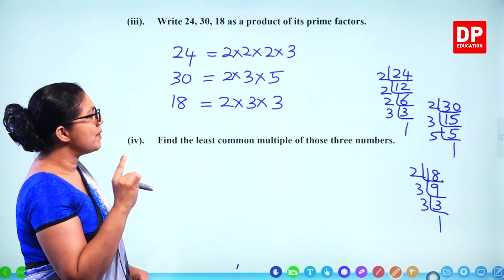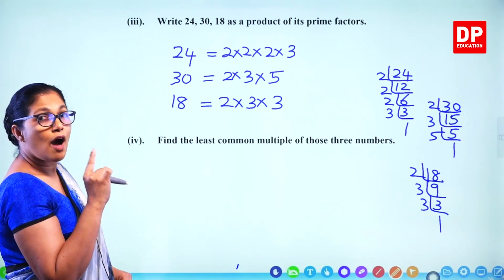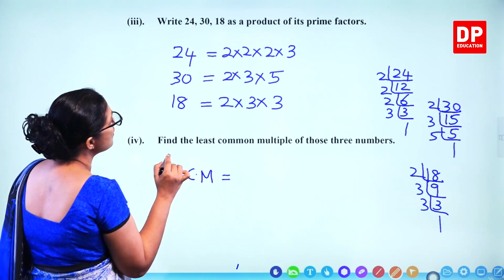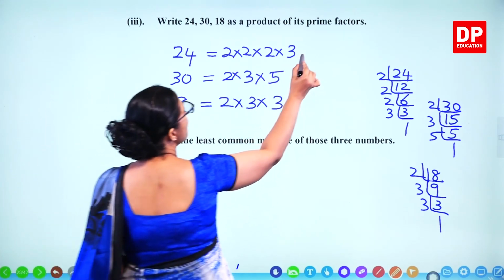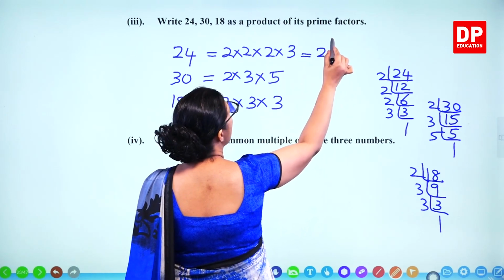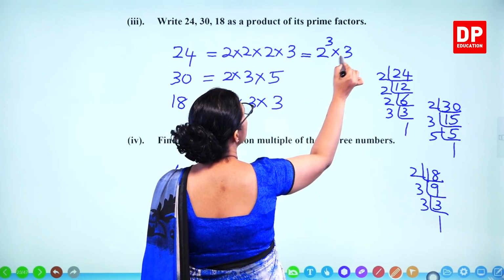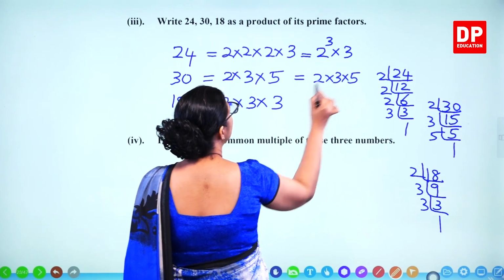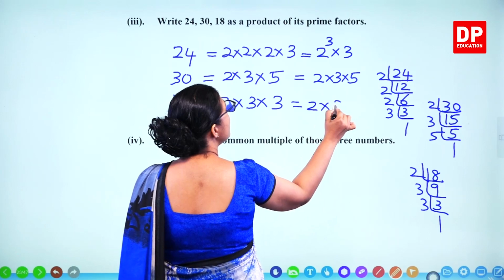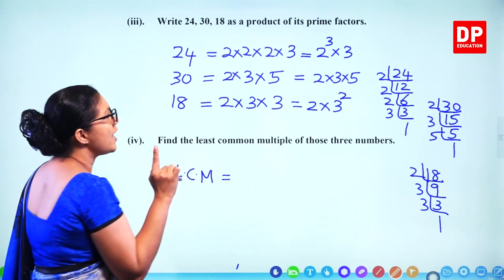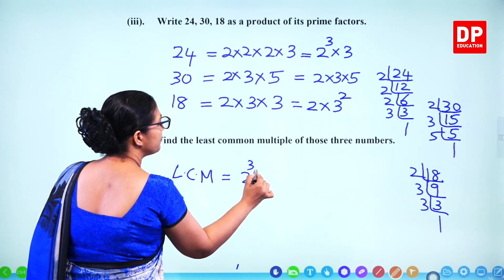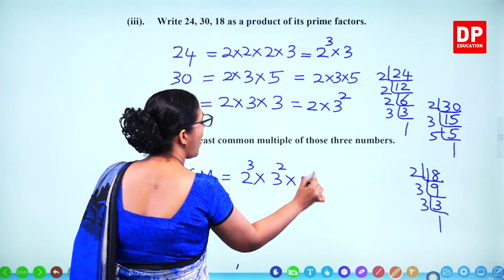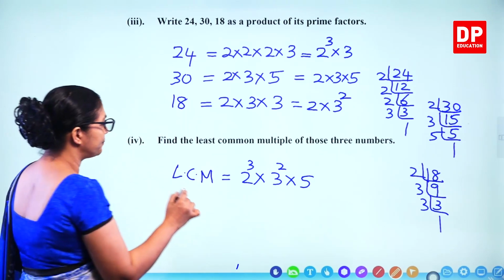Then find the least common multiple of those three numbers. How do you find the least common multiple? You take the highest power of the distinct factors. So this one is 2 to the power 3 and 3. This one 2, 3, 5. This one 2 and 3 squared. So when you take 2, the highest power is 3. When you take 3, the highest power is 2. When you take 5, the highest power is 1.